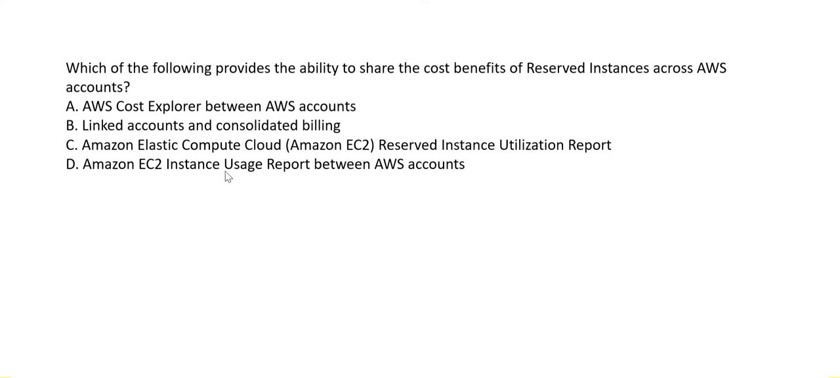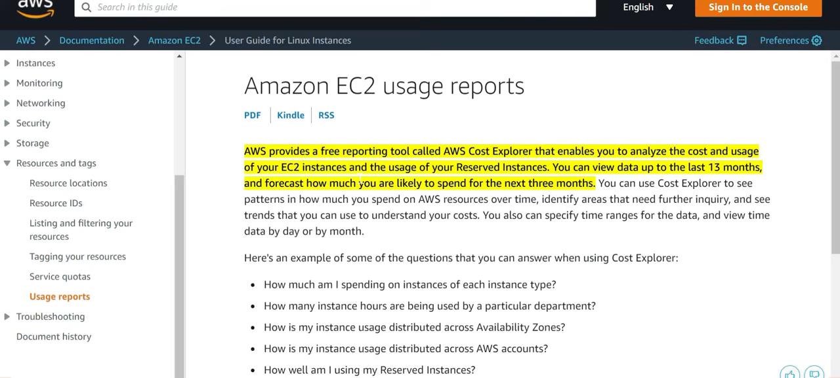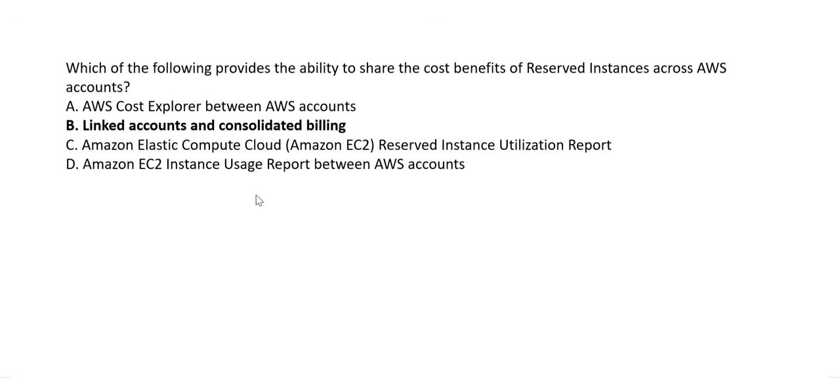EC2 instance usage report between AWS accounts. See, what this report does is it enables you to analyze the cost and usage of your EC2 instances and usage of your reserved instances, but it will not give you that consolidated saving. Hence, B is the correct answer.